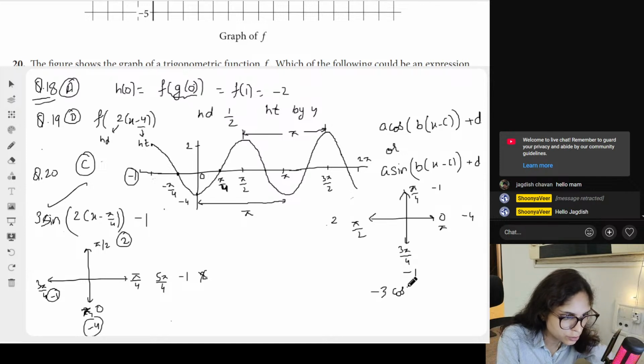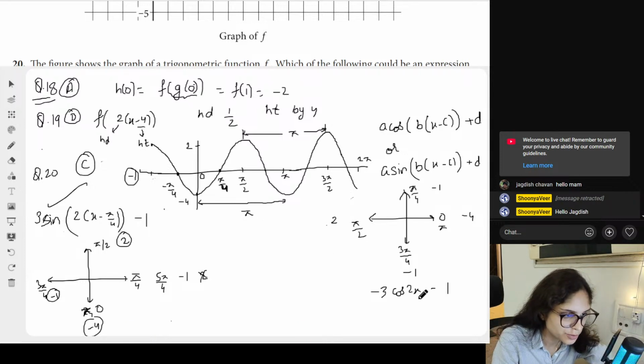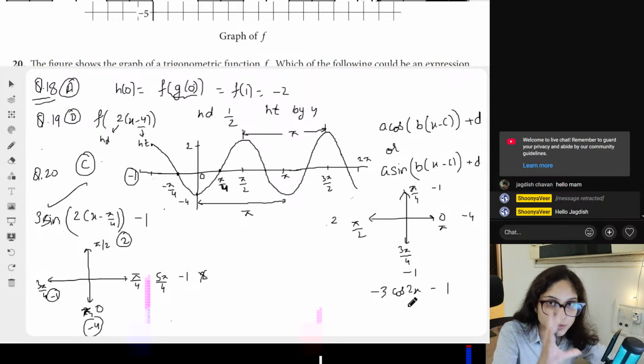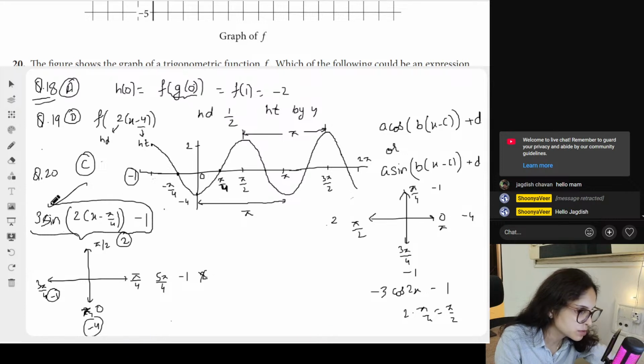negative 3 cosine 2x minus 1. Negative because it is inverted. So you have to convert cosine to sine, it should be subtracted from pi over 2. So 2 times pi over 4 is pi over 2. That is why 3 times sine 2 times x minus pi over 4 will be the answer.